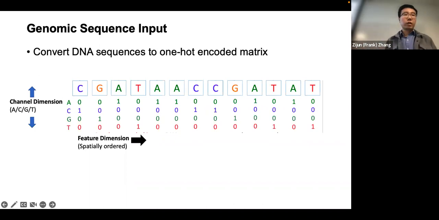However, if you look at the channel dimension, this dimension is actually fixed. You can't switch that. The reason being that if you see A in this channel, if you change that to C, apparently that changes the meaning of your input DNA sequence. Just keep that in mind because we will get back to it later.